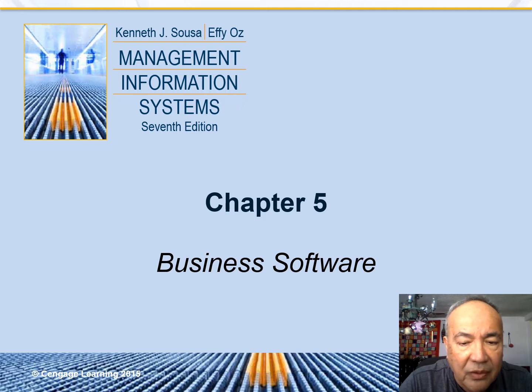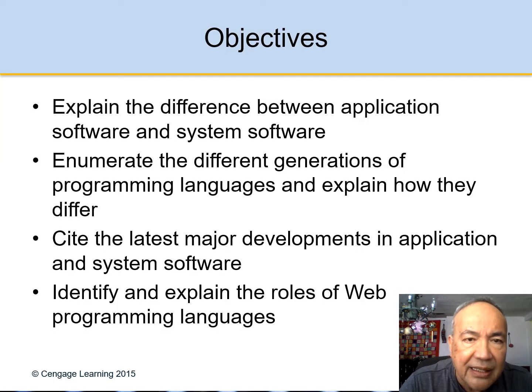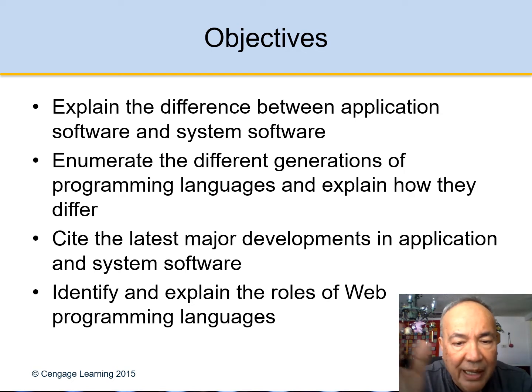Today we are going to talk about business software. These are the objectives of the course for today. Explain the difference between application software and system software. So we have two kinds: we have the application and then we have the system software.